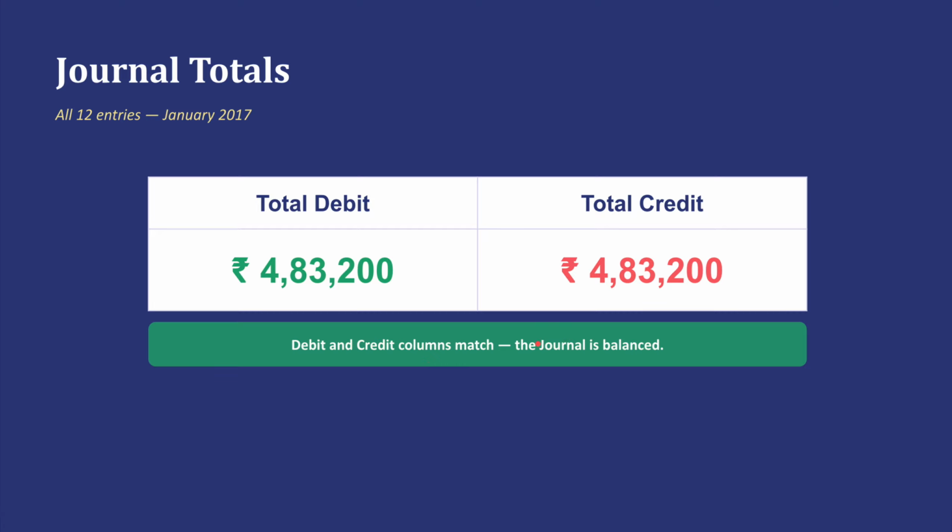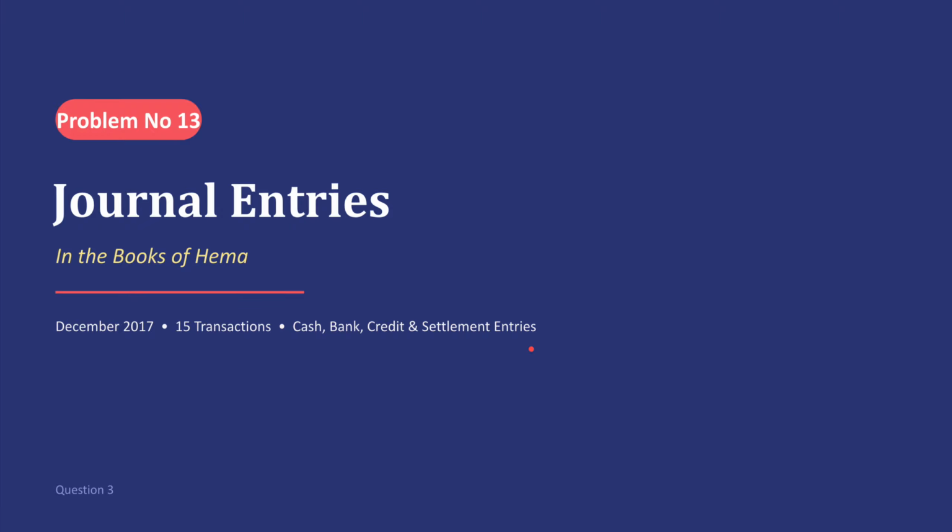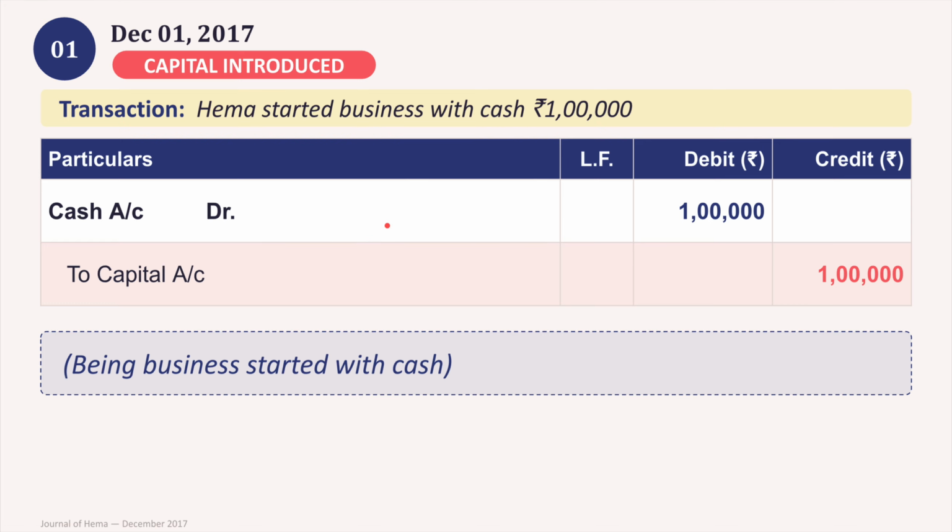To check. Next we'll go to problem number 13. So journals in the books of Hema. Hema started a business with cash 1 lakh. So debit cash account. So cash is coming into the business. Increase in asset. To capital account 1 lakh. 1 lakh each side. So business started with cash.